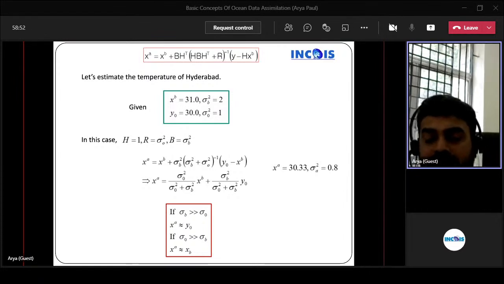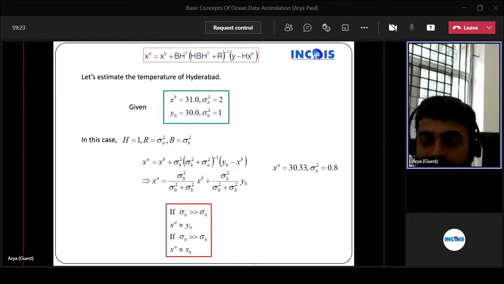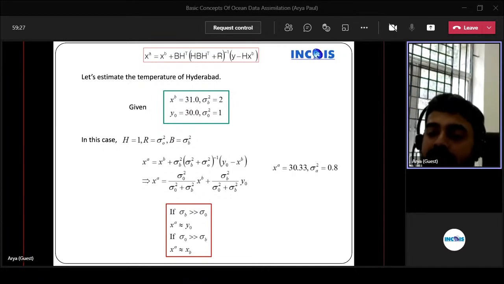Okay. Now let's say I also measure the temperature of your room using a thermometer. What I find is that my thermometer is showing that the temperature of your room is 30 degrees centigrade. And let's say the error of the thermometer is 1 degree centigrade, which means it can be somewhere between 29 and 31 degrees centigrade. That's what my observation is predicting. In this case, I am measuring the temperature at the same point at which my model has predicted the temperature. For such a case, H is 1, R is 1, and P is 2.